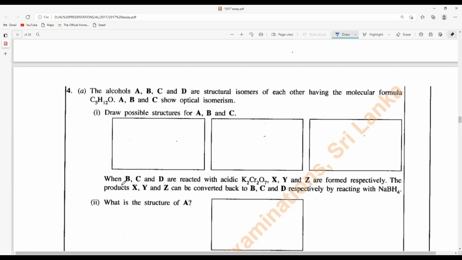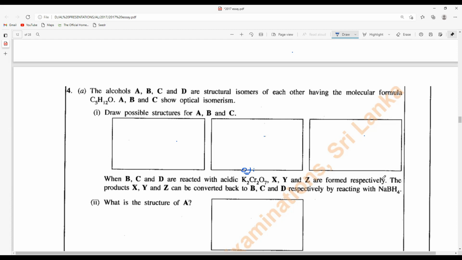Then we have a separate piece of information, and we think this can be D, because when the chain is considered to draw a possible structural isomer, this is the only possible way based on the fact that D is optically inactive. Don't forget that. When B, C, D are reacted with acidic K2Cr2O7, this is an oxidizing agent. Don't forget, this is an oxidizing agent.